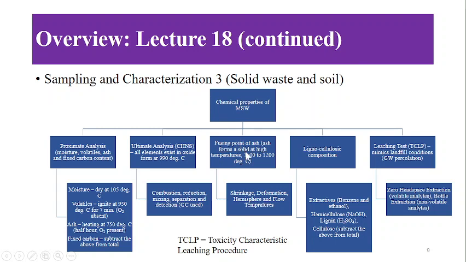Next is the fusing point of ash. Ash has the tendency to form solid clinkers at very high temperatures, and this process thus takes place at very high temperatures. Based on the increase of temperatures, shrinkage, deformation, hemisphere, and float temperatures are also defined. Next is the lignocellulosic composition. There can be some lignin or cellulose present in your solid waste, and to measure or characterize that, the extractive method, then the hemicellulosic, lignin and cellulosic methods are used.